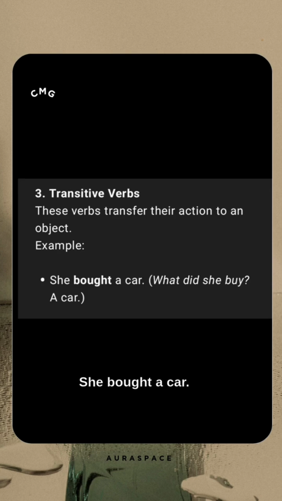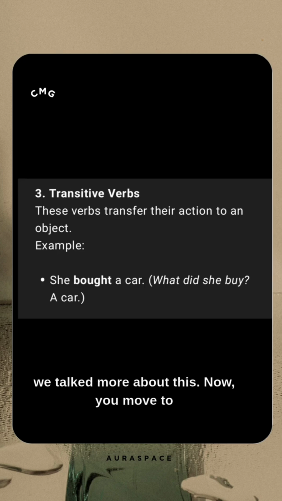She bought a car. What did the subject do? The subject bought, and that is the action, and this action was received by a car. Don't worry, we'll talk more about this.